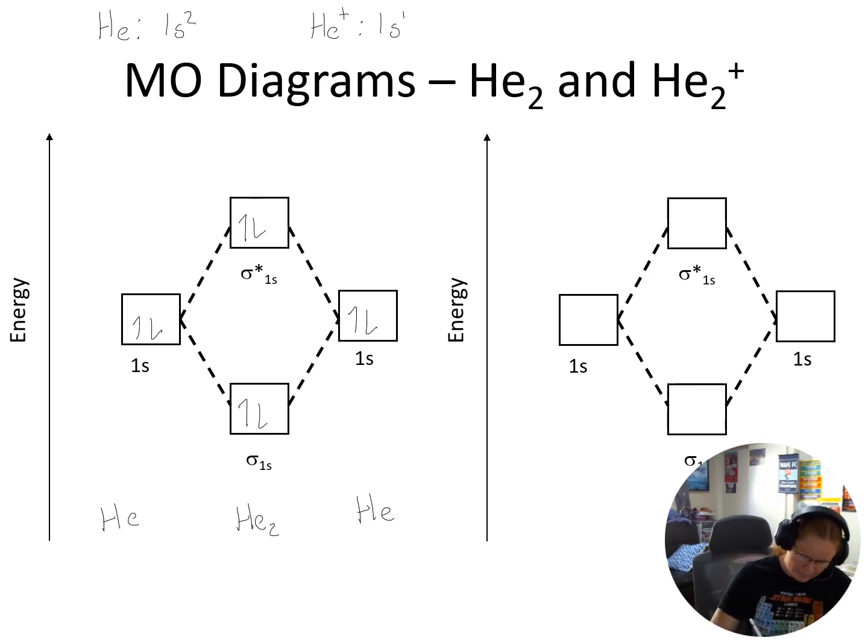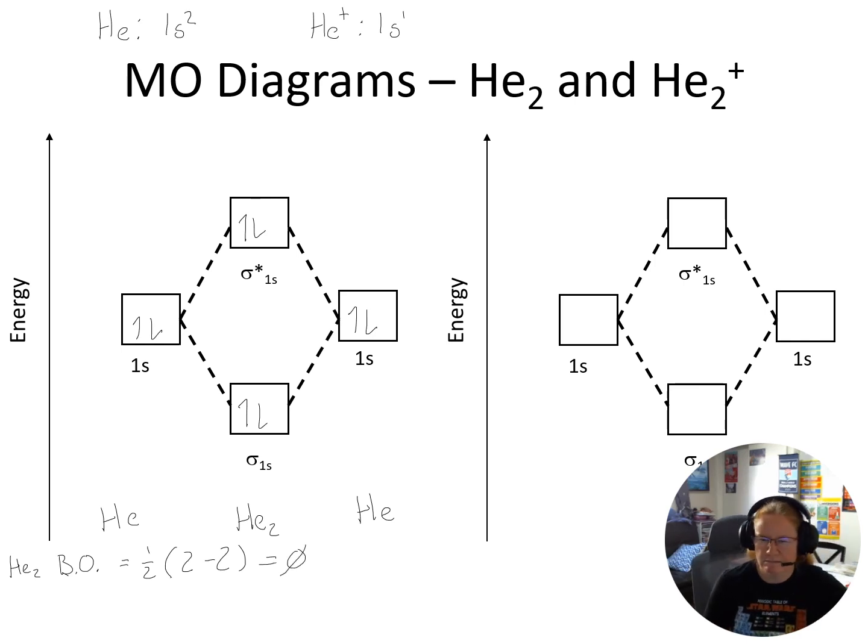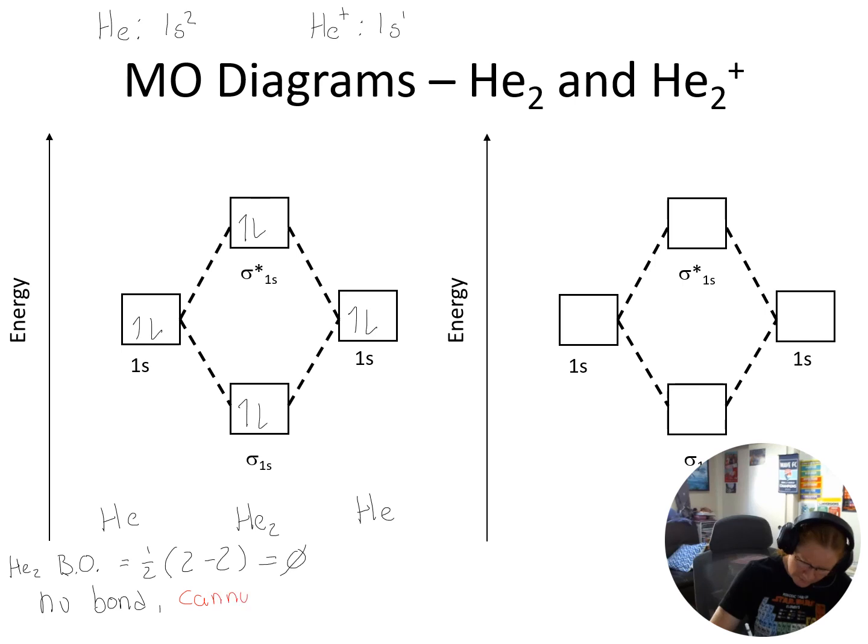So let's see here. What is the bond order for this particular molecule? I'm going to get 1/2 of 2 bonding minus 2 antibonding, which is 0. Well, a bond order of 0 means there is no bond. No bond, so it cannot exist.